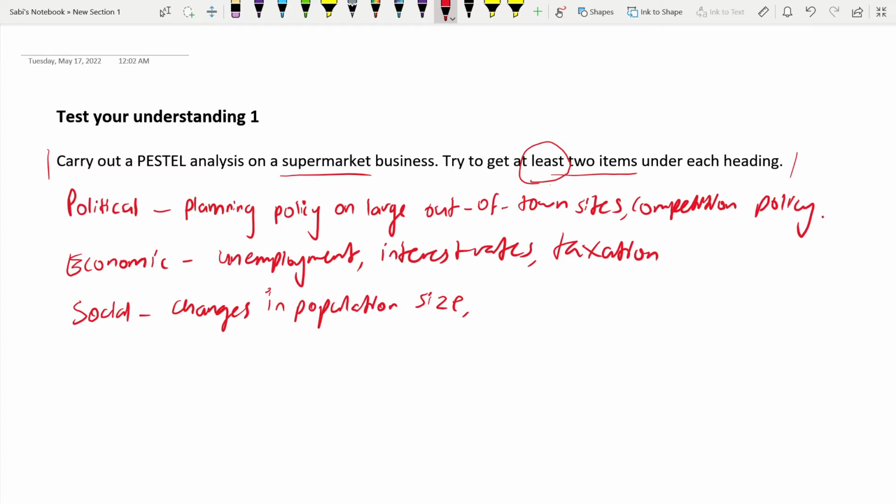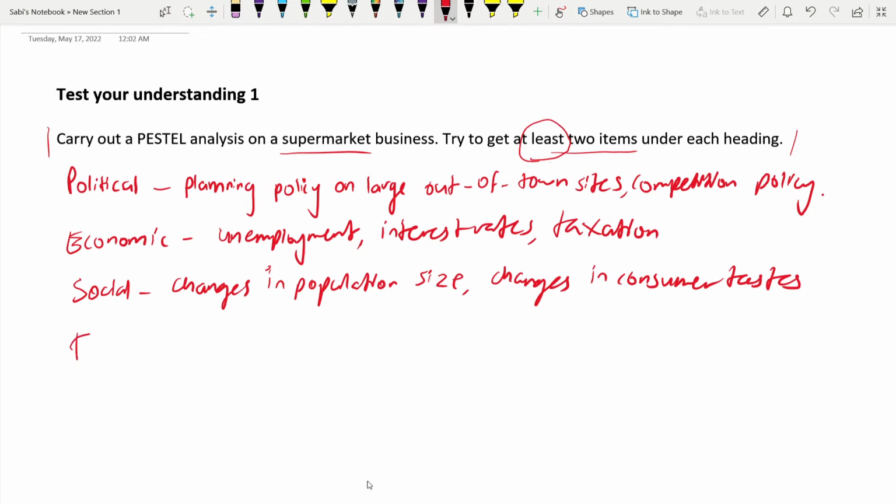Okay, changes in consumer taste, like now people have become more health conscious, so they will go for food items which are healthier versus the junk foods and all, right?